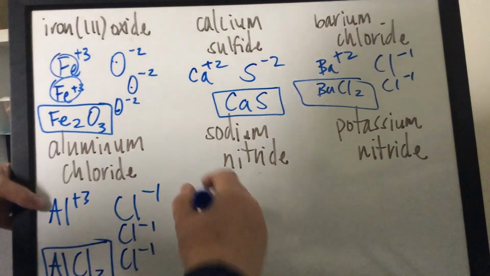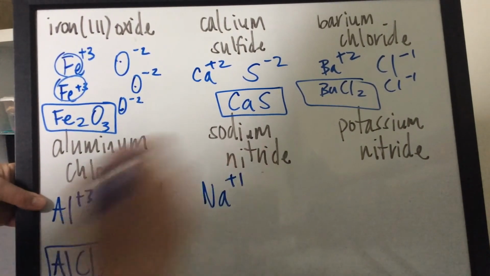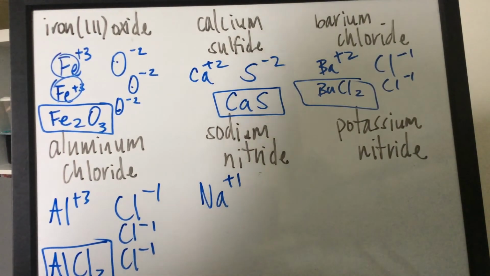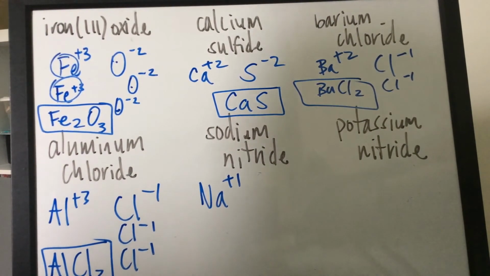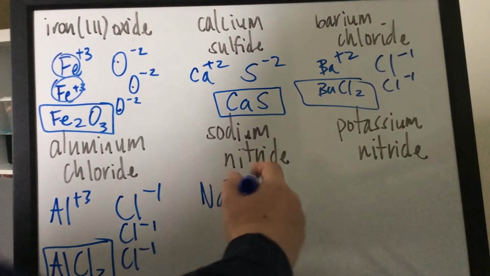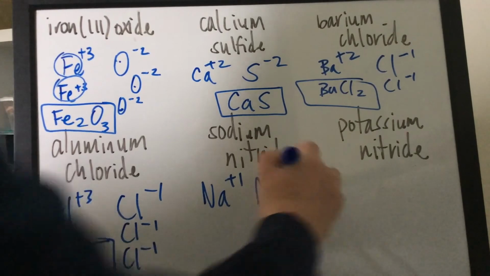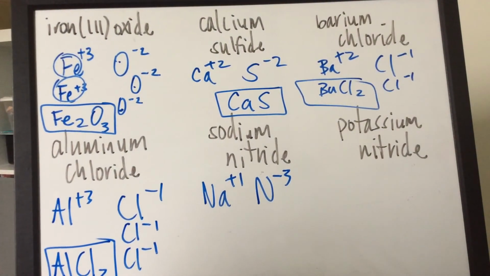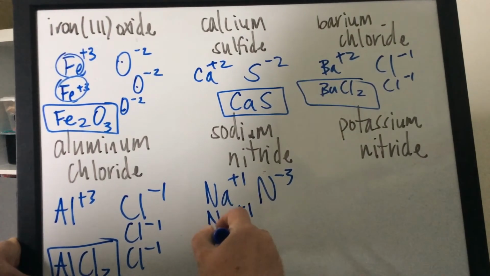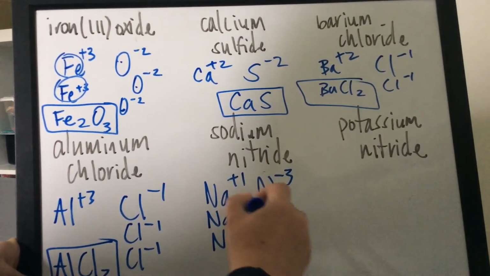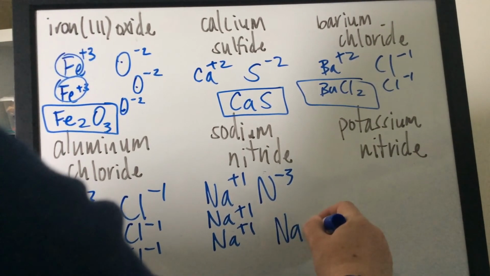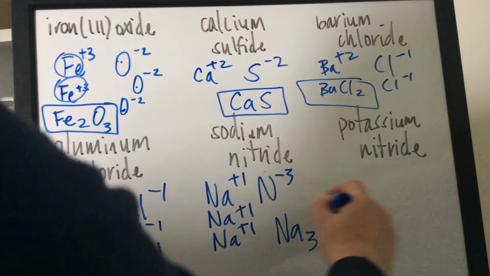Sodium nitride, sodium is Na +1. Nitride is nitrogen. Okay, and again, we're going to talk about why that name has been changed in a minute. So sodium nitride, so N, and N is -3. So I have a -3 and a +1. In this case, I need more of my +1s, right? +1, +1, +1 is +3, cancels with my -3. So Na3N.